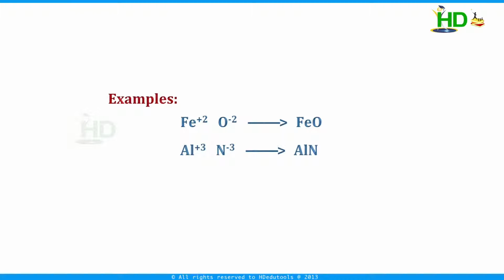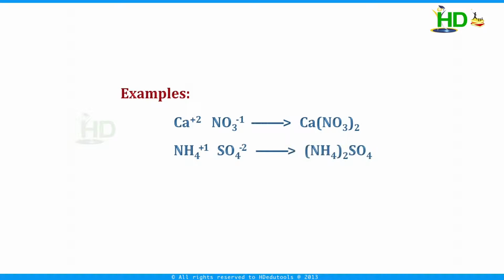If one or both of the combining species are polyatomic, then the radicals are written within brackets when the number of radicals present in one molecule of the compound is more than 1. For example, Ca plus 2 combines with NO3 minus 1 to give CaNO3 2. If you write 2 here, it relates only to O3. Therefore, you have to place brackets and it should be written as Ca(NO3)2, with the nitrate taken twice. Similarly, the combination of NH4 plus and SO4 minus 2 gives (NH4)2SO4.